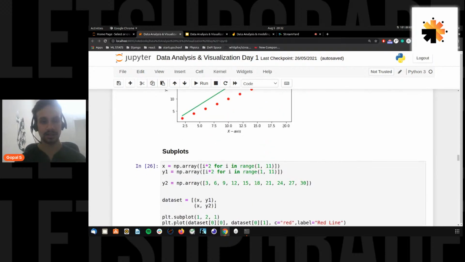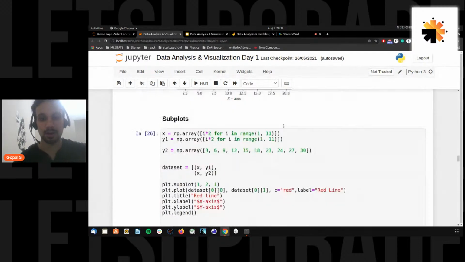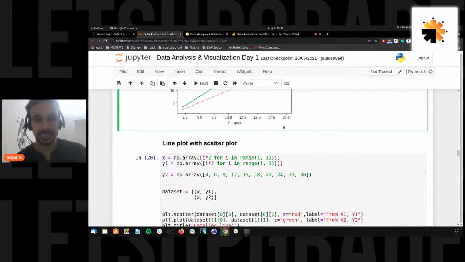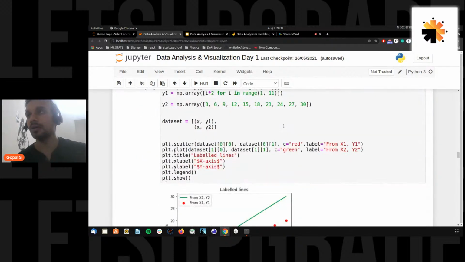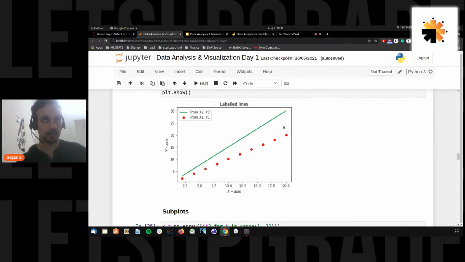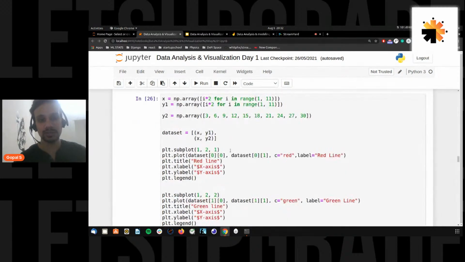Okay, and the subplots. Now coming to the subplot part. What exactly do I mean by that? We have been plotting single plots till now. So what if I would like to have 4 by 4 plots that show different values? That could be the case. In that case, you can use subplots, plt.subplot.